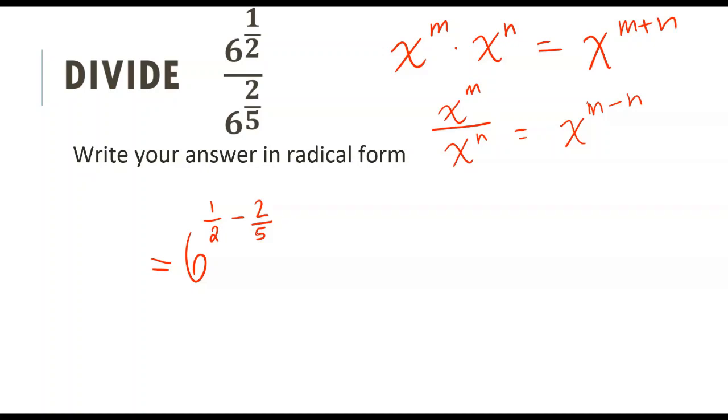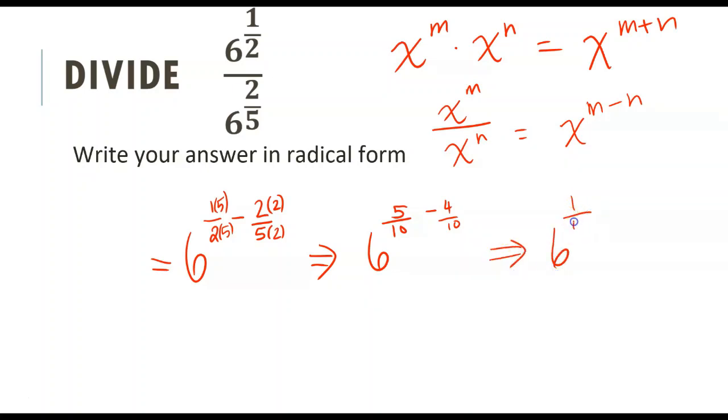To add or subtract fractions, we must have a common denominator, so let's multiply them by each other. Multiply this by 2, so that I'm going to get a denominator of 10. So in order to make this denominator 10, I'm going to multiply by 5. When I do that, I get 6 to the 5/10 minus 4/10. And that is just 6 to the 1/10. And this, my friends, is your final answer.